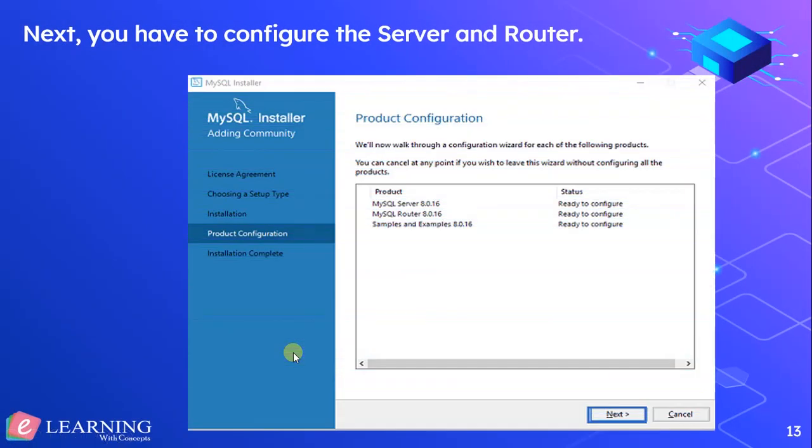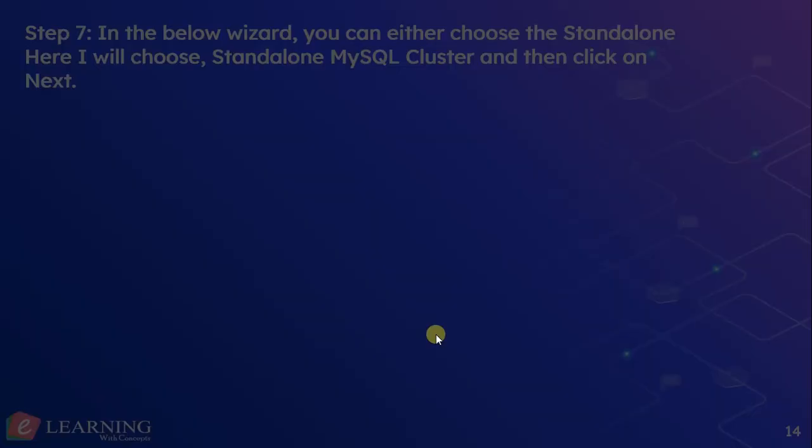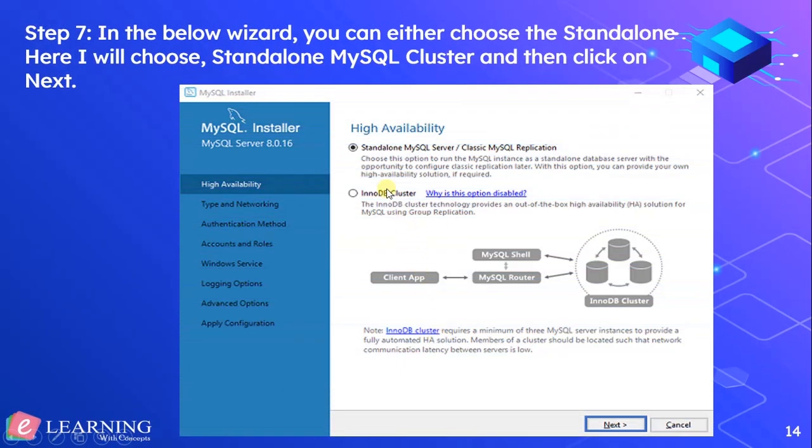you will have to face the following window, ready to configure your server, router and samples and examples. That last one is not necessary, so click on the next button. You have to face the following window, high availability or standalone MySQL server. I clicked and chose classic MySQL application. So this is basically used. First option, high availability.